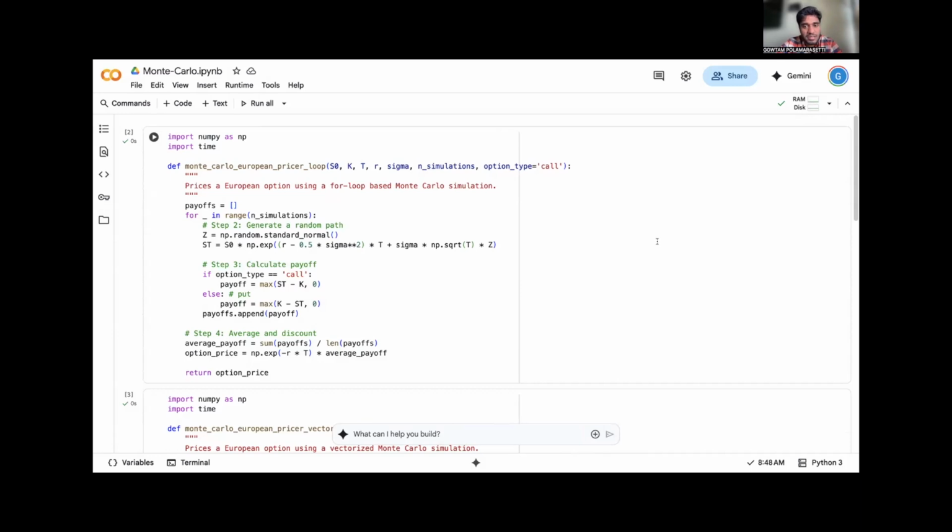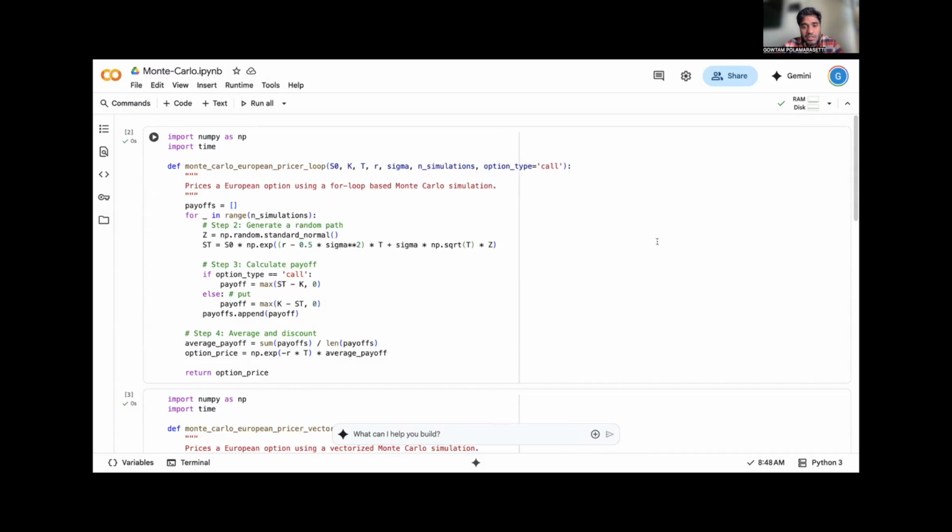So this function is pretty simple. We take in the parameters s0, k, t, r, sigma, the number of simulations, and the option type, and we define a payoffs list. After defining the list of payoffs, we iterate a loop for n simulations. Inside the loop, we first generate a random path. We initialize the random normal variable z and we calculate st using the formulas we discussed earlier. And we calculate the payoff based on the option type.